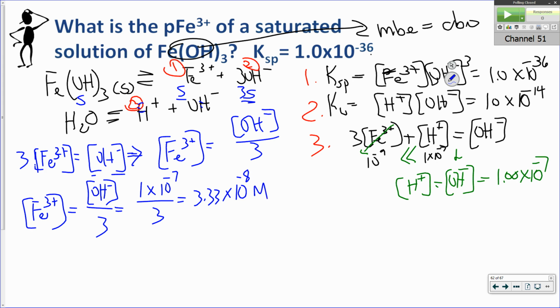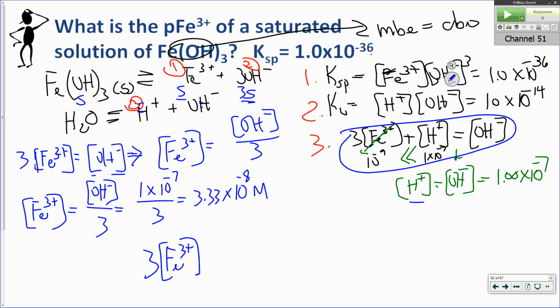Okay. Now, if I know that term, I can compare it to the H plus. So the H plus concentration was also 10 to the minus 7th. So 3 times the iron here. If I go back in to check the validity of this, I want to know is 3 times the iron concentration greater than, significantly greater than H plus.